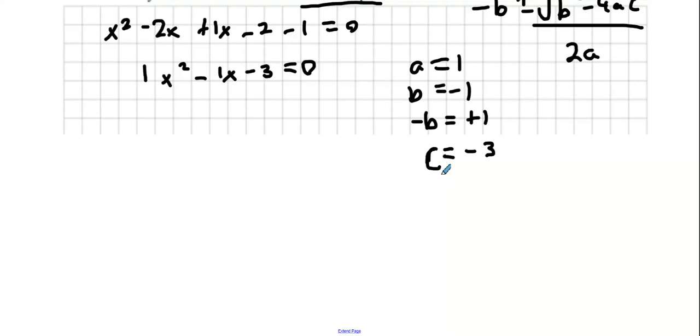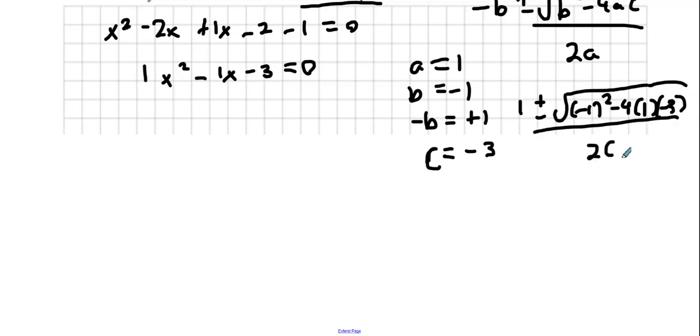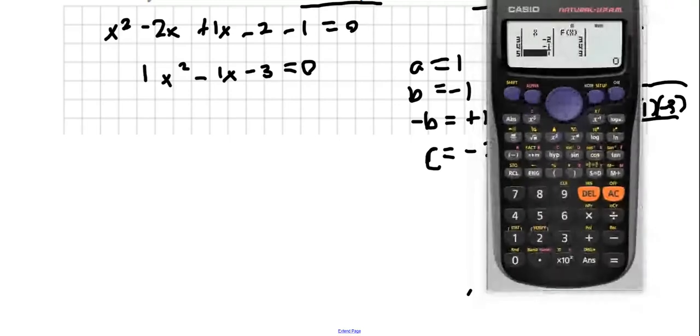Then what we're going to get is, put all this into the calculator. So we're going to get minus b, which is 1, plus or minus the square root of minus 1 squared minus 4 times 1 times minus 3, all over 2 times 1. Put that into the calculator.